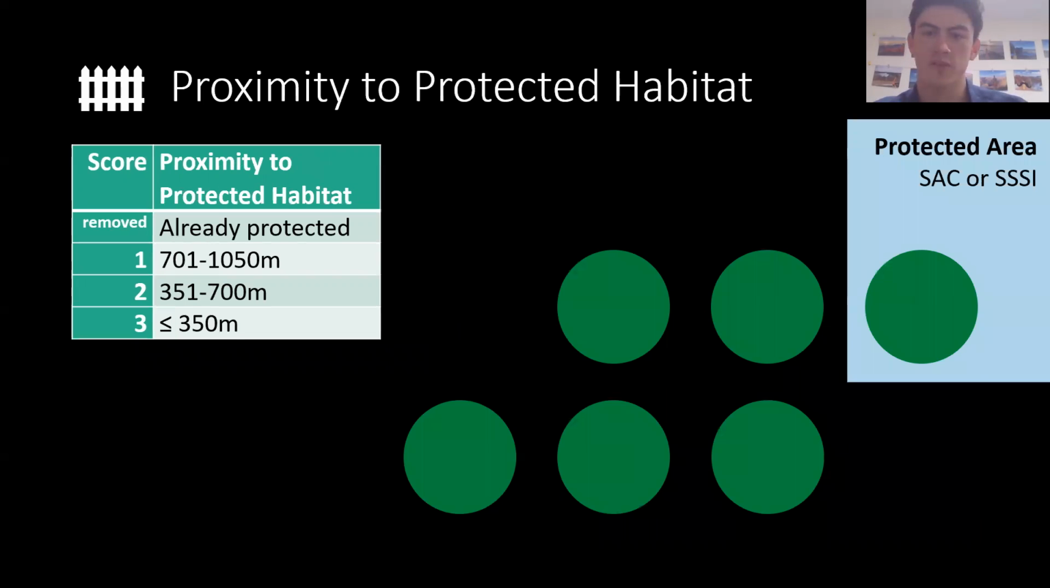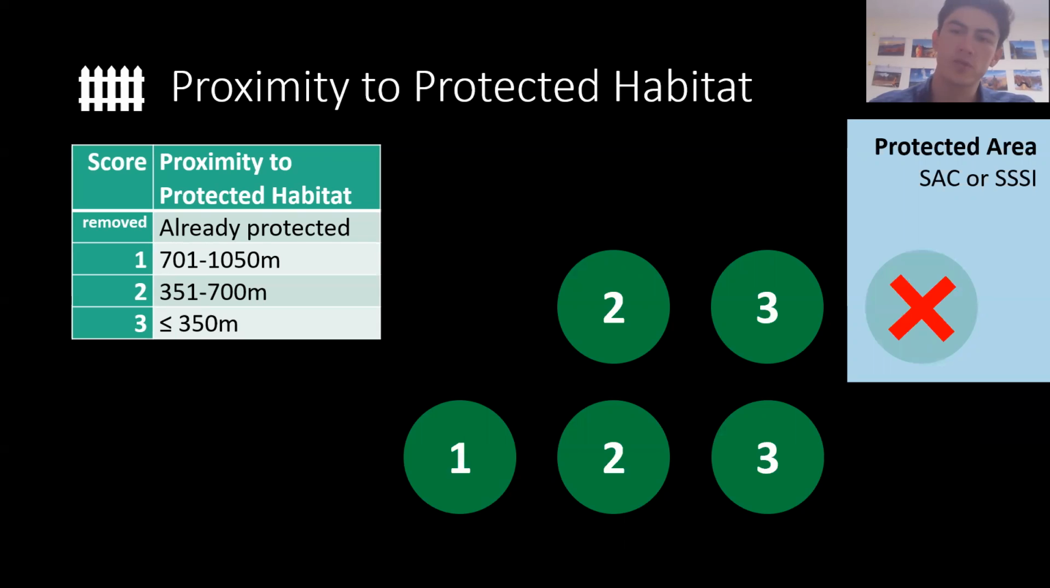Because my objective was to find areas for potential new local wildlife sites, I next wanted to eliminate patches that are already protected. But I also wanted to prioritize patches that are in close proximity to protected areas, because these have the potential to serve as habitat corridors. So if we imagine that these circles here are habitat patches, I eliminated those that were already protected, and I gave more points to those near protected areas.